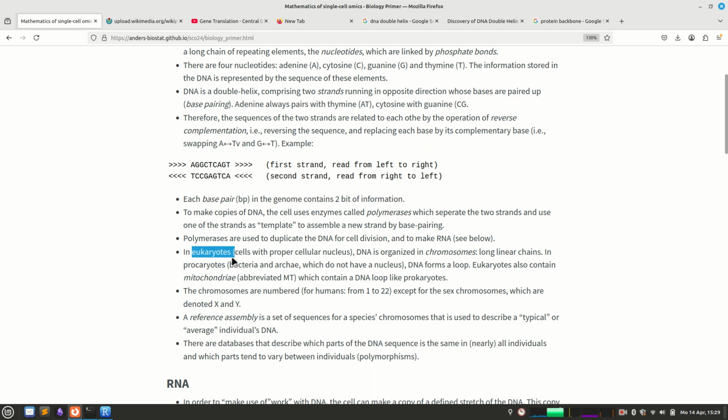And in eukaryotes, which is all the more complicated things, everything which is not a simple bacterium, you have a nucleus in the middle of a cell, which contains the DNA, and it is organized in long molecules which are called chromosomes and which are linear. And in bacteria, it's simply a small little loop. You might also remember from high school the mitochondria, which are sort of bacteria which live in eukaryotic cells, and they also contain a loop.